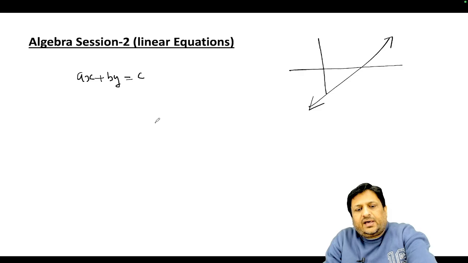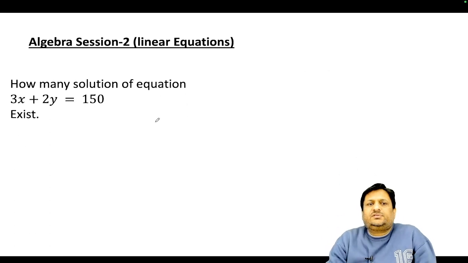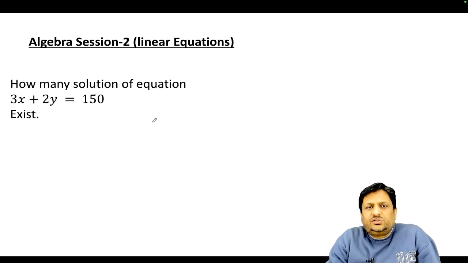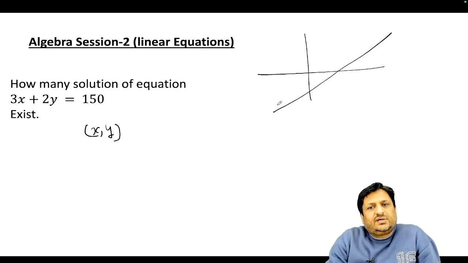Now, if we write a single equation and we talk about the number of solutions of this equation, the answer to this question is infinite, and the reason is there will be infinite values of x comma y which are going to satisfy this equation. Actually, every point of the line is going to satisfy the given equation. So for every point there will be an x coordinate and a y coordinate, and this is going to satisfy the given equation.